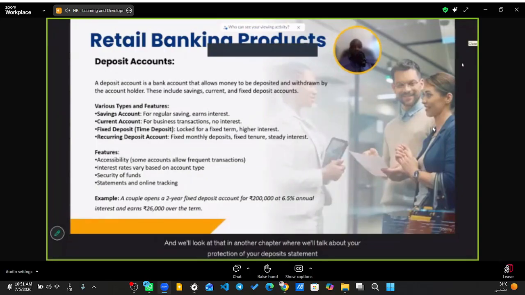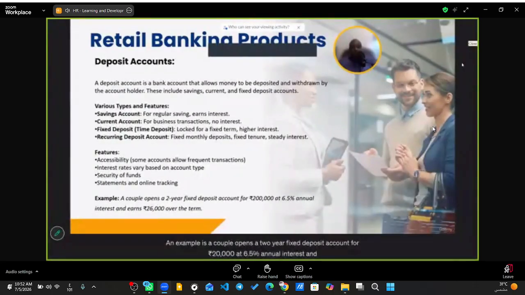We'll talk about protection of your deposits, and statements and online tracking these days. So for a statement, you can go into a retail bank, a physical branch, and get a statement if you want one. You provide some ID and some account details, or just log into your online account. That is one of the services provided by your bank.